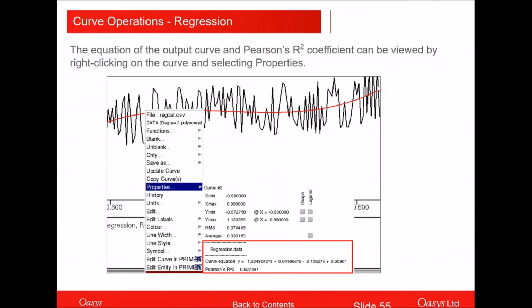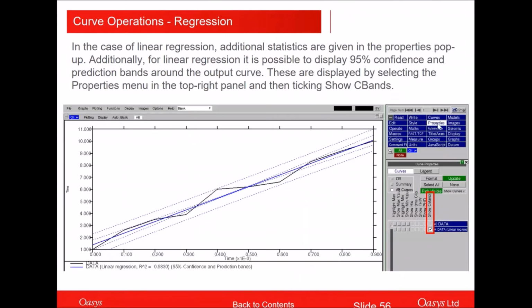Once you've done a regression operation, you can click on that regression curve. So you see here it's a degree 3 polynomial, and underneath the properties, at the very bottom of that properties window, it shows us what the curve equation is. Also, in the properties tool, the regression curves can have confidence bands plotted. So here we have our black data fitted with a linear regression on the blue line and some confidence bands to show the strength of that fit.